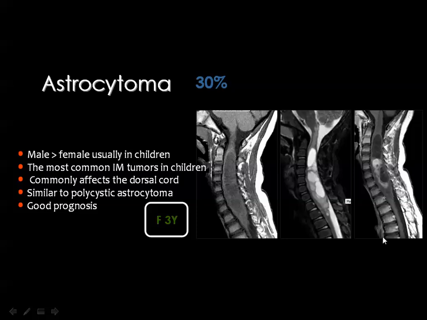Then you see here a lesion which is grossly expanding the cervical spinal cord. The lesion appears cystic. It is of low signal in T1 and high signal in T2. After contrast enhancement, you get an enhancing nodule within the cystic component of the lesion.